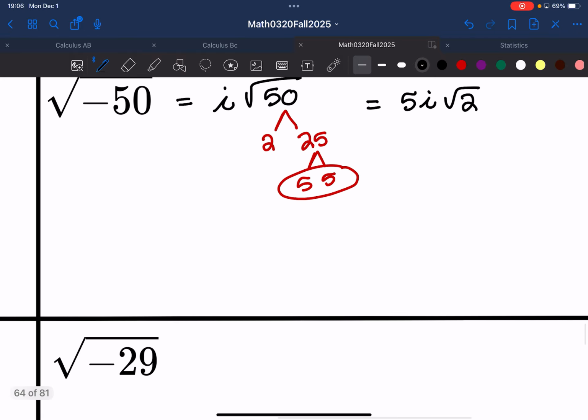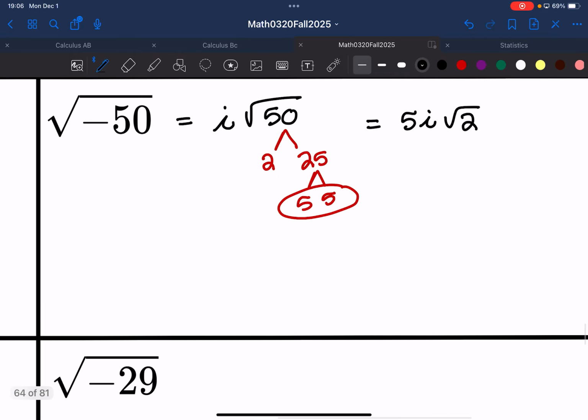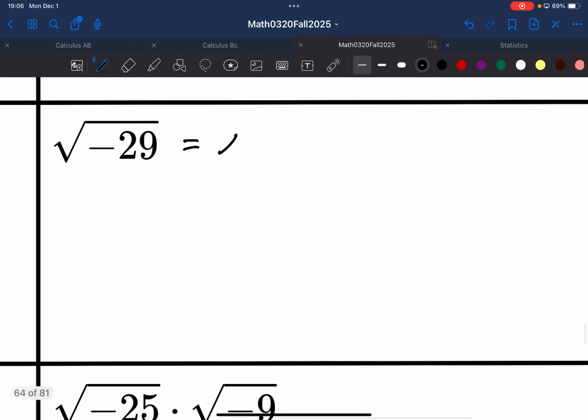What about the next one? How would I write the next one? i times the square root of 29. And then we should try to simplify this. But we know we can't divide by 2 because it's odd, right? Can we divide by 3? No, so we try 5. Can we divide by 5?